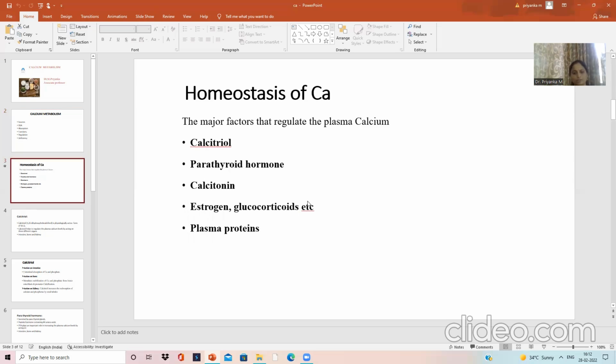So how can we regulate the body's calcium? The calcium levels in our body can be regulated with the help of different hormones. The three main hormones which regulate the blood calcium level are calcitriol, parathyroid hormone, and calcitonin. Along with these, estrogen, glucocorticoids, etc. Plasma proteins also help to regulate the serum calcium level. Let us discuss individually the role of these hormones.